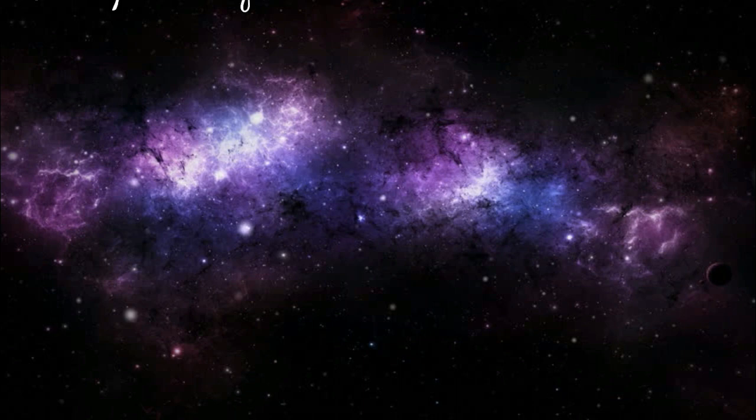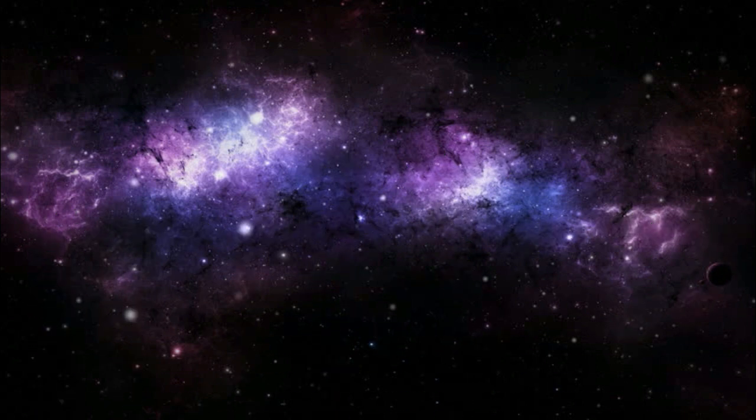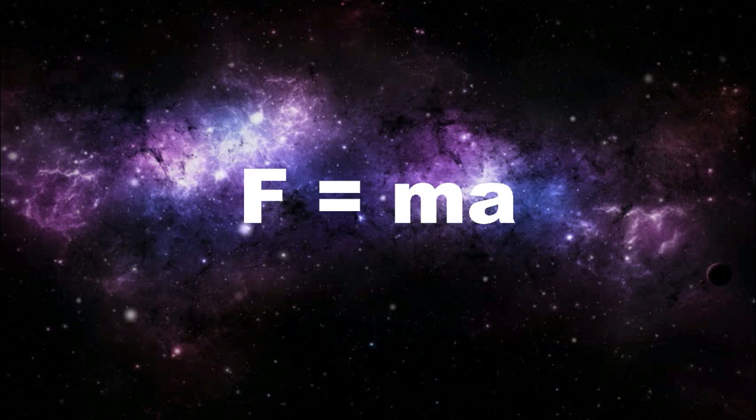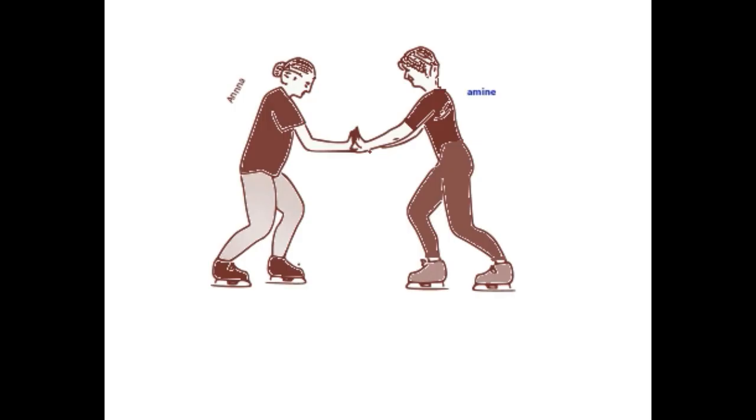Now let's move to the second law. Net force is equal to mass times acceleration. F equals m times a. Here we're talking about the net force, or you can say the sum of the forces exerted on the object. So if we consider this case where the Earth exerts a force on Anna, it's usually called the weight, thus denoted with P, and the force exerted by Amin, say F1, and finally the force exerted by the surface, F2.